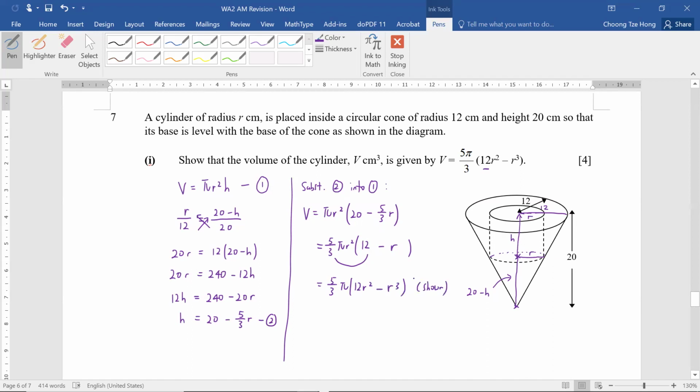Okay, so not too difficult. As long as you always see a cone, you should always be thinking of using similar triangles to get a relationship between r and h. Then you can always sub away the h. The key thing here is always to write out the essential formula first. Volume of cylinder is base area times height, pi r squared h, and then you work from there. Try to substitute away the h, right?